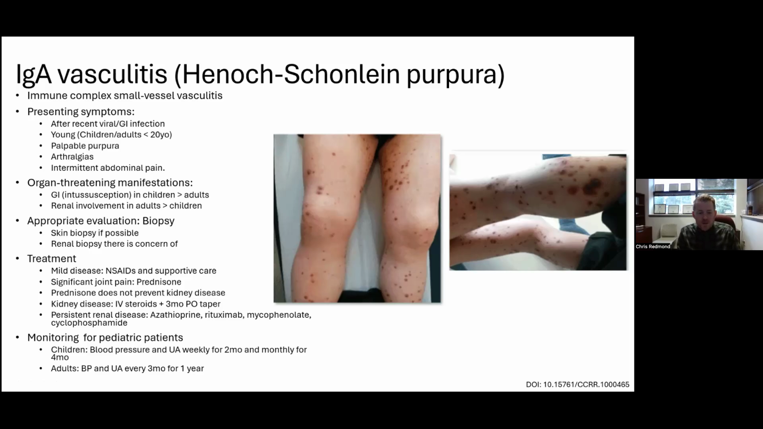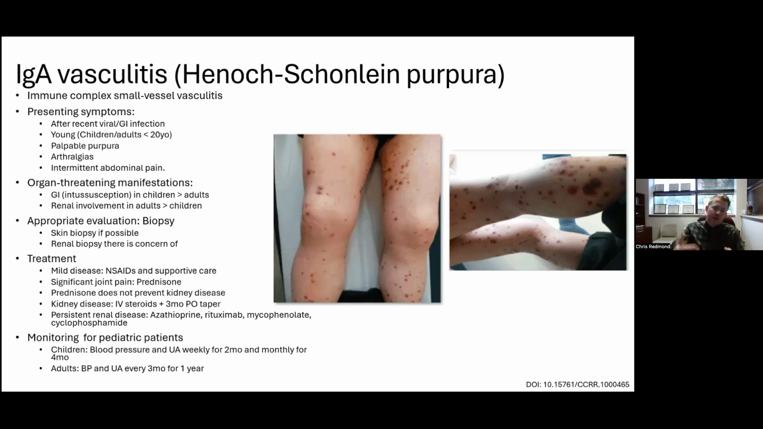So what do we do? How do we monitor these patients? For pediatric patients, it's usually blood pressures and UAs weekly for 2 months, and then about monthly for about 4 months. So they see about 6 months of evaluations, because typically within the first 2 months after disease onset is when the renal disease will occur. And then in adults, usually it's just blood pressures and UAs every 3 months for about a year, just to make sure there's no renal involvement.